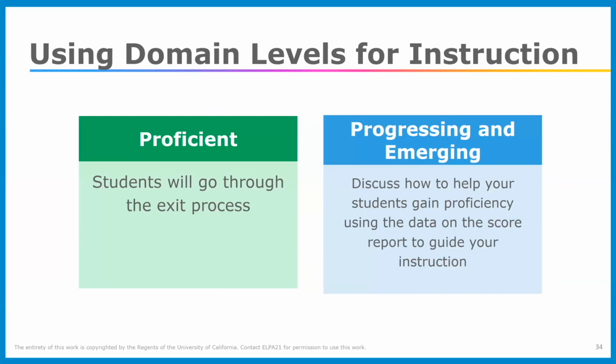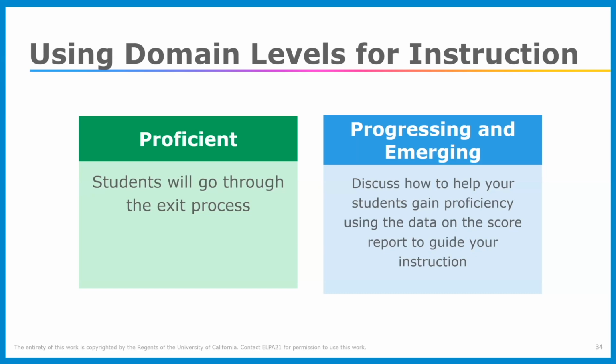Now that you're familiar with ELPA21's score reports and scores, you're ready for next steps. Next steps depend on whether a student is proficient or still progressing or emerging. If the student is proficient, next steps are mainly for administrators. You will follow your state's exit procedure and work the proficient students through the exit process, adjust their status in your data system, and send out notification letters to their families or caregivers.